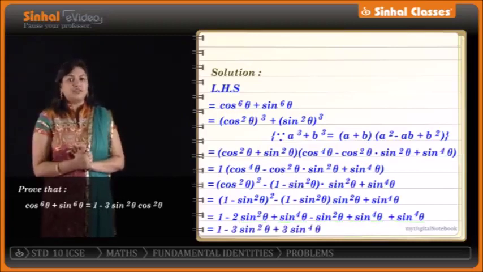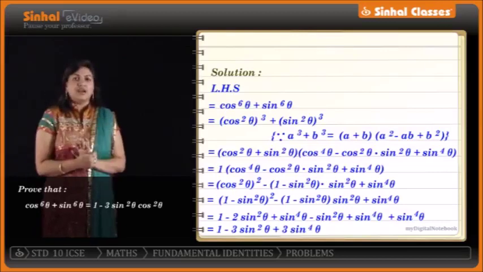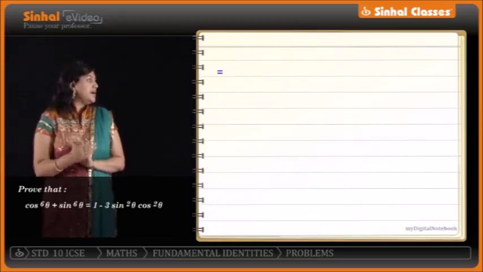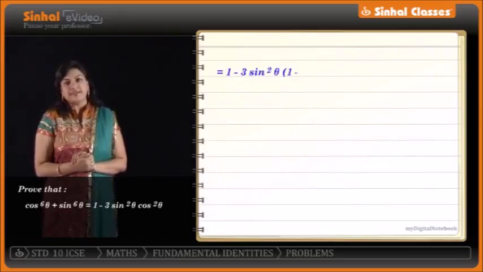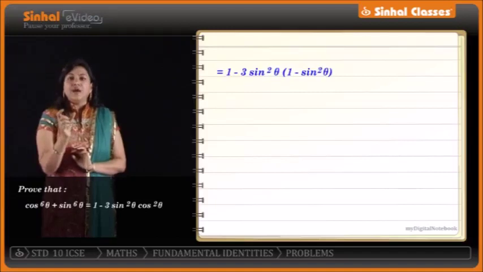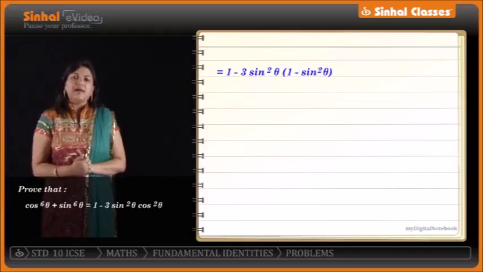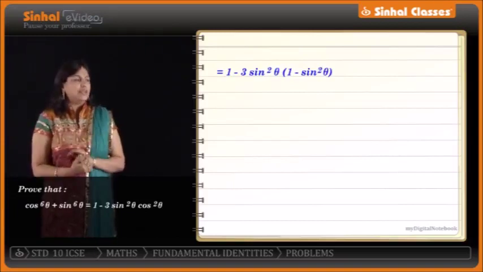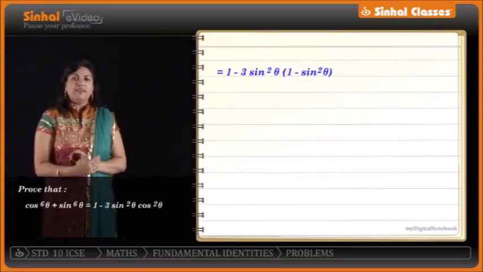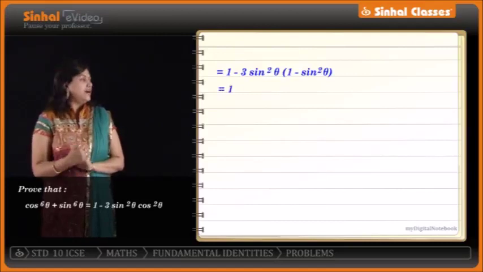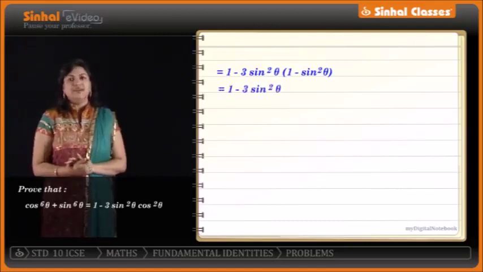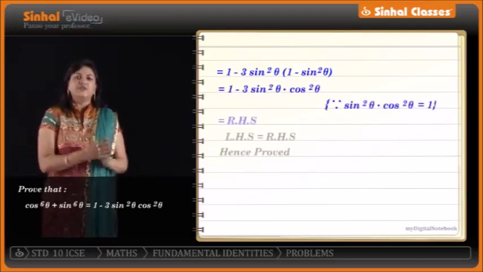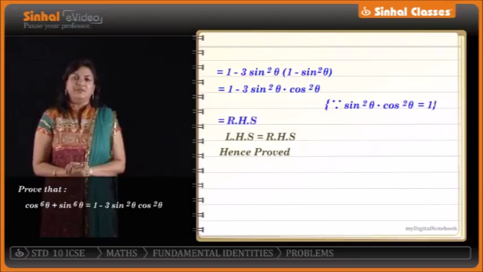Now from the last two terms, we can take minus 3 outside. We have minus 3 sin square theta into (1 minus sin square theta). Now 1 minus sin square theta can be replaced by cos square theta. So we get the LHS as 1 minus 3 sin square theta into cos square theta, which is nothing but our RHS. So we have proved LHS and RHS equal.